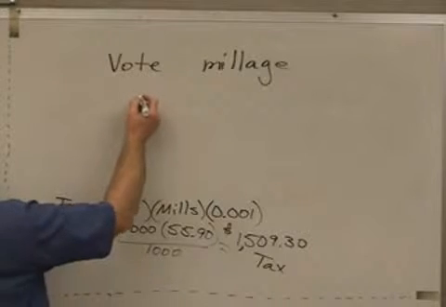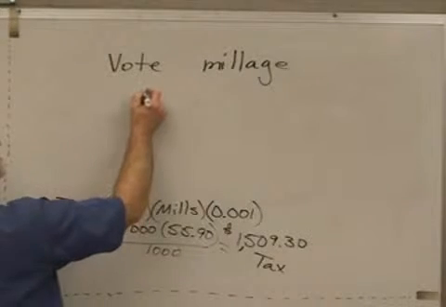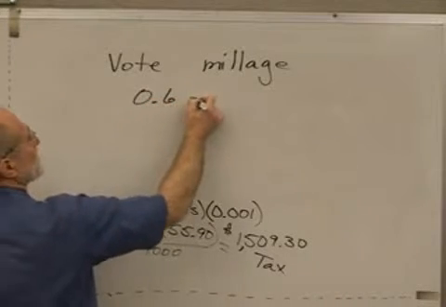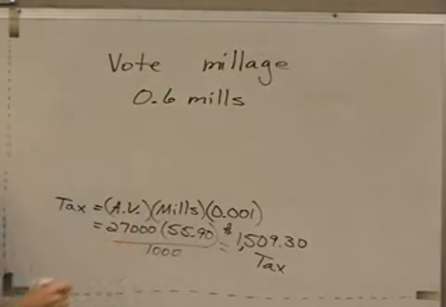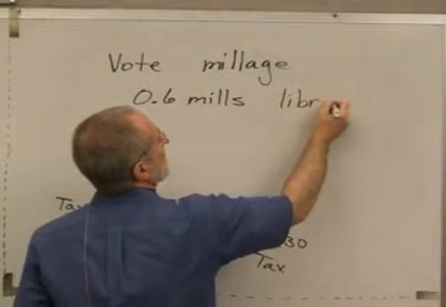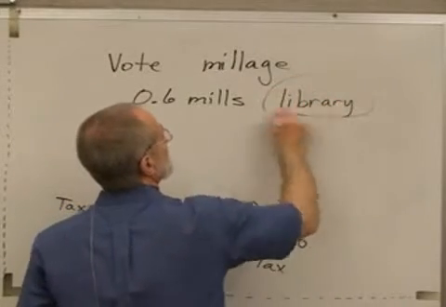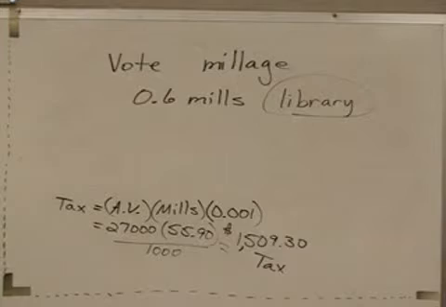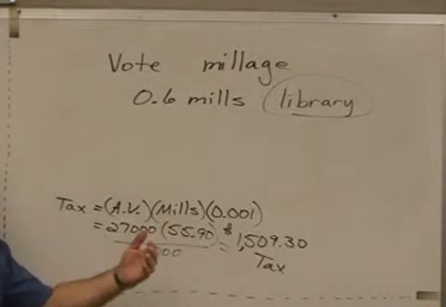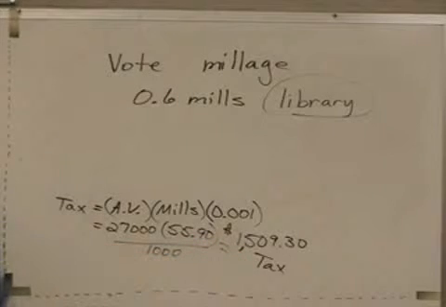And let's say there's a bond, not a bond issue, but a voting issue where they ask us to vote on whether we want to increase our property tax by 0.6 mills. 0.6 mills. And let's say that's for the library. Let's say the library needs some renovation or they need some new technology or whatever. And I'm a citizen who has the right to vote, and I own property, and this is my property tax.